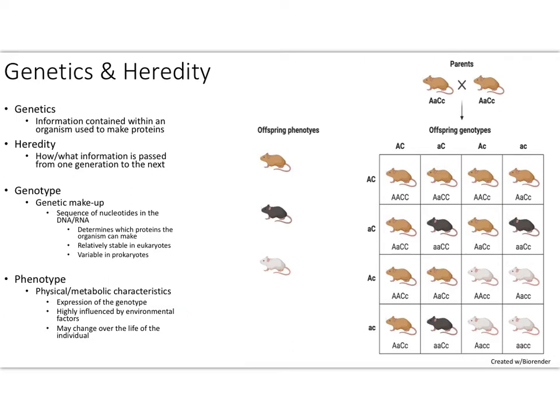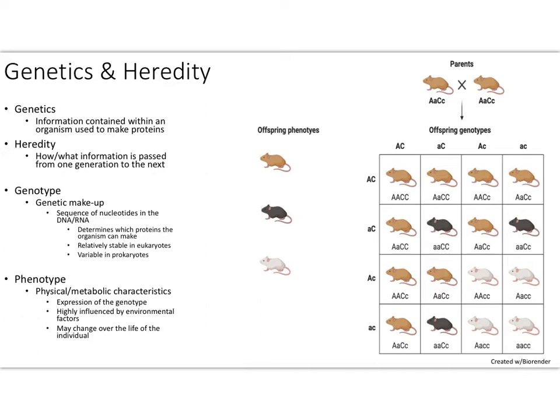The phenotype also, for both prokaryotes and eukaryotes, may change, even significantly, over the organism's lifetime. Again, going back to the example I just had with the pink protein and the yellow protein, the different environmental conditions may cause the differential expression of the genotype, and as a result, cause a change in the phenotype of the organism.